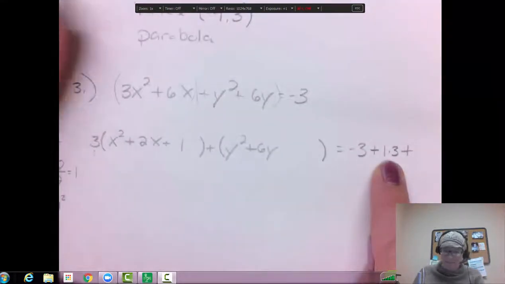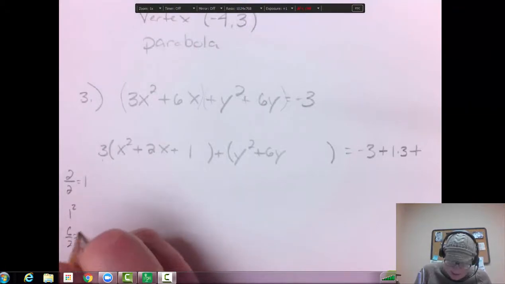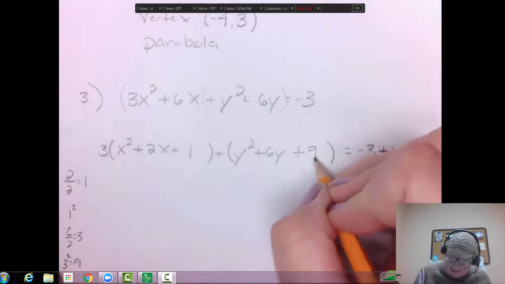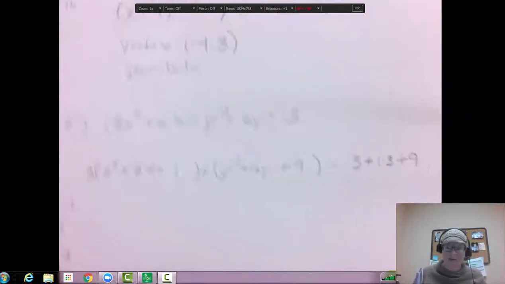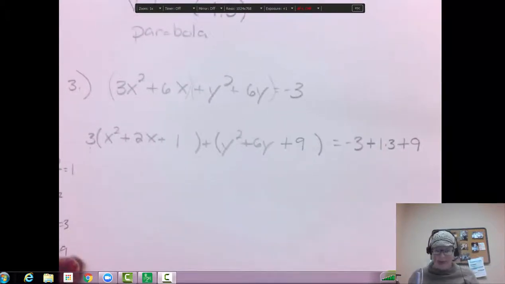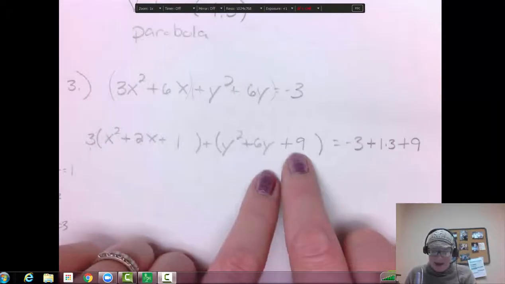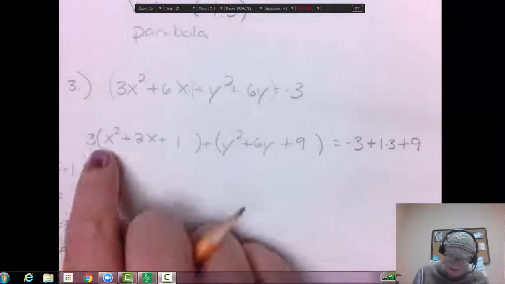That's tricky. Now look at the y's. I take 6, I divide it in half, I get 3. 3 squared is 9. So I'm going to add a 9 out here. There's nothing in front, so I can add the 9 here on the other side. So I have magically added the 1 times 3 over here and the 9 here, and so I can figure out the number over here. But let's look at these.